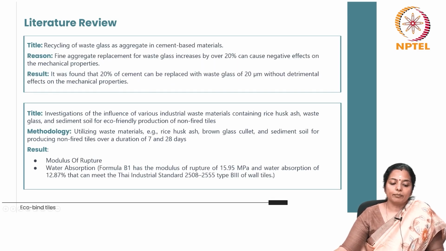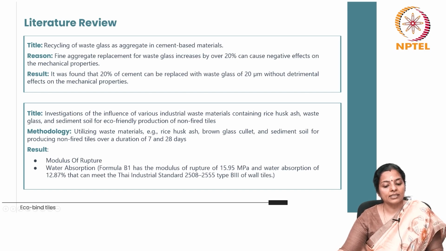Another study on recycling of waste glass as aggregate in cement-based materials was carried out. Fine aggregate replacement of waste glass increases by over 20% and can cause negative effects on the mechanical properties. So, it is found that 20% of cement can be replaced with waste glass of 20 nanometers without detrimental effect on the mechanical properties.